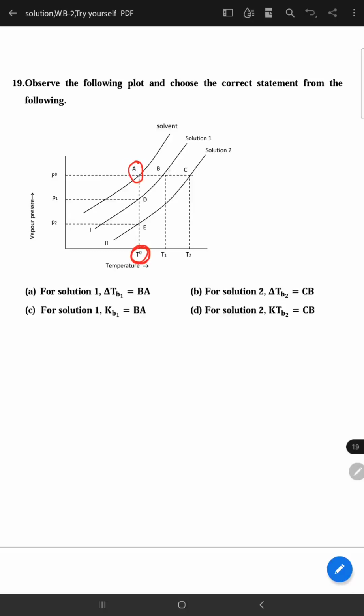Then solution 1 means, you remember this B and this is T1. Is it clear? For solution 1, definitely this difference will be the delta TB, elevation in boiling point. So whatever the line BA represents, definitely delta TB of solution 1. So option A is the correct one. So you check, others will not match. Is it clear? So for solution 1, the elevation in boiling point will be T1 minus what? T0. T1 minus T0, and that should be equal to BA. Understood? So option A is the correct one.